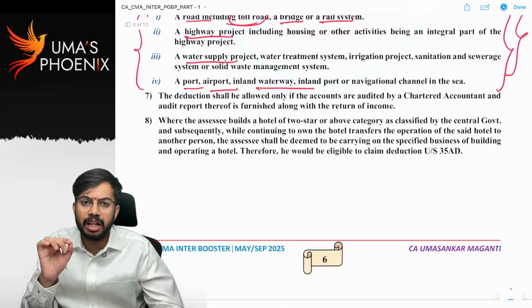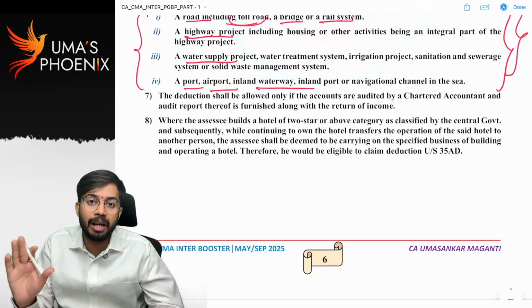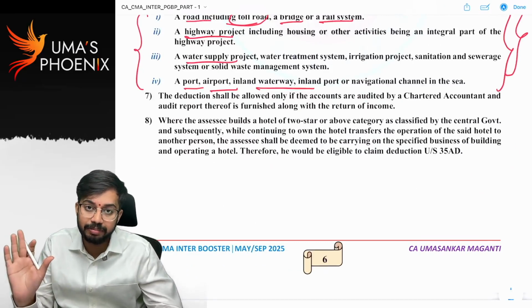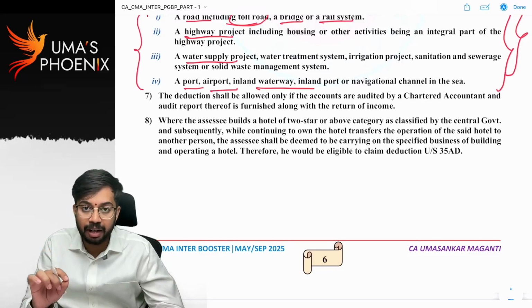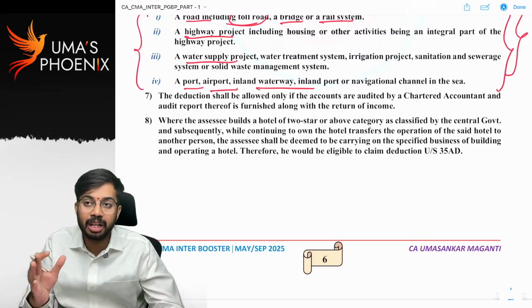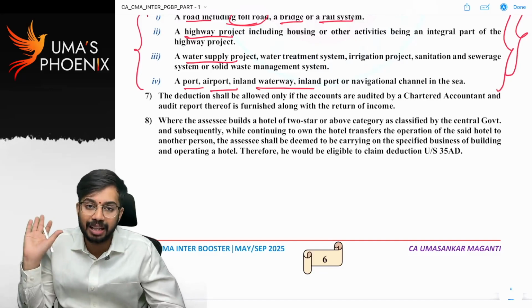Once you claim deduction under section 35 AD, no deduction will be allowed under other sections. Whatever the expenditure that is allowed as deduction under section 35 AD, such expenditure is not allowed as deduction under any other section in Income Tax Act.